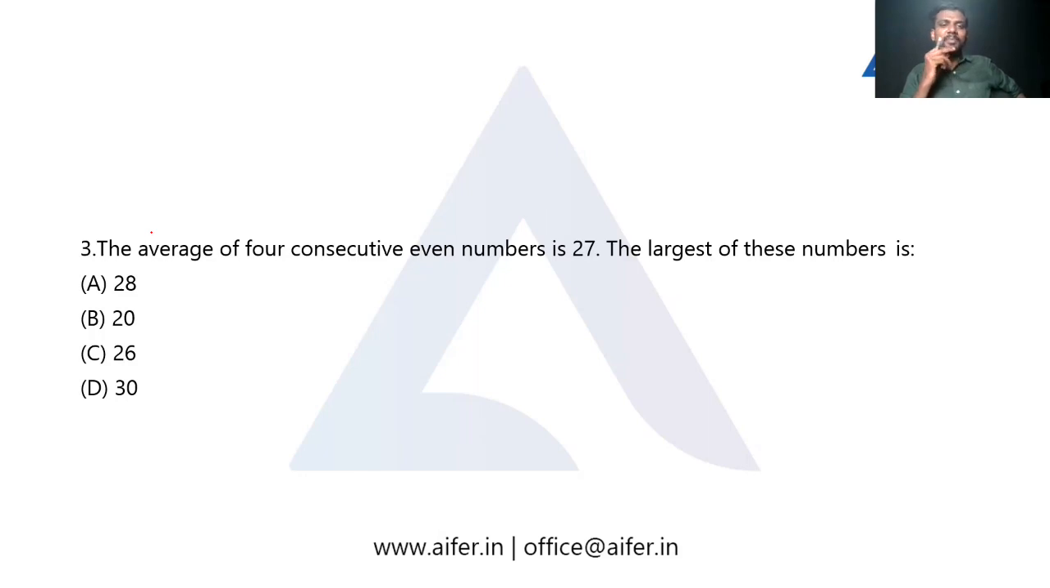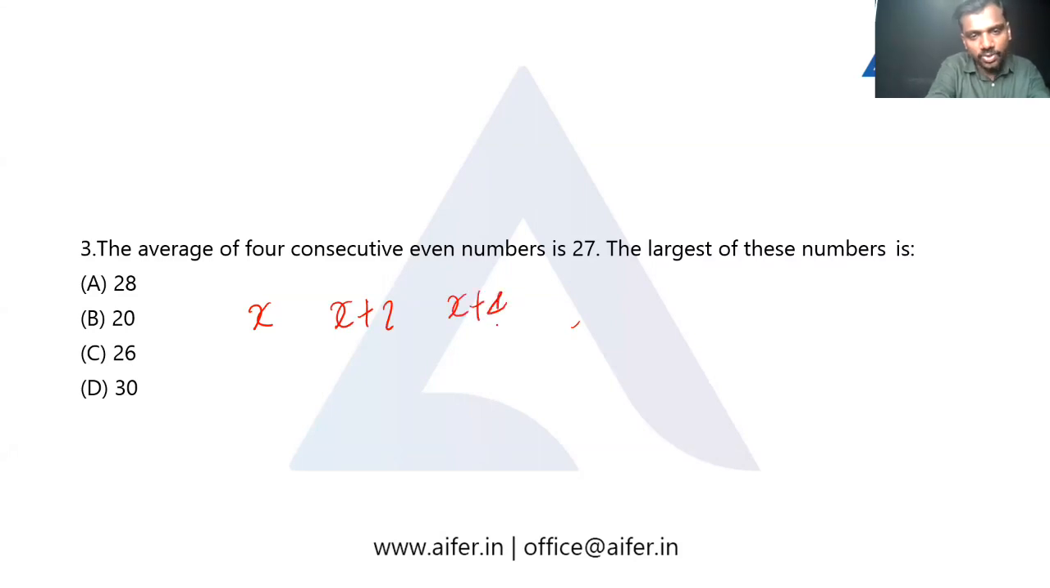Similar to the first question. Let's try to do the question. We can do the same way we have done the first question. So average of 4 consecutive even numbers: we have one as x, next one is x plus 2, next one is x plus 4, and next one is x plus 6.